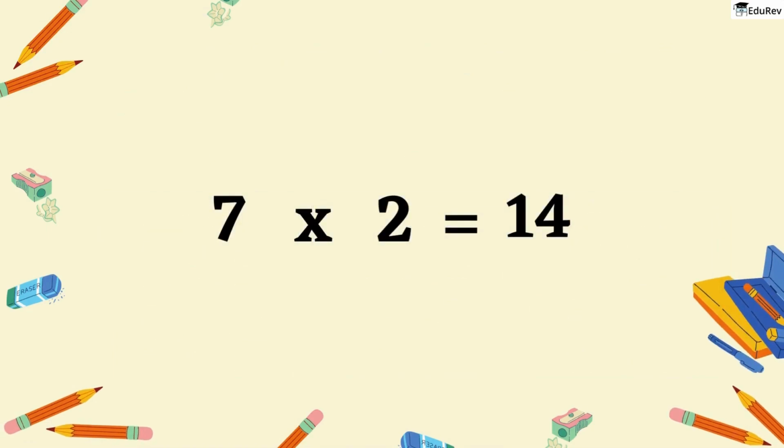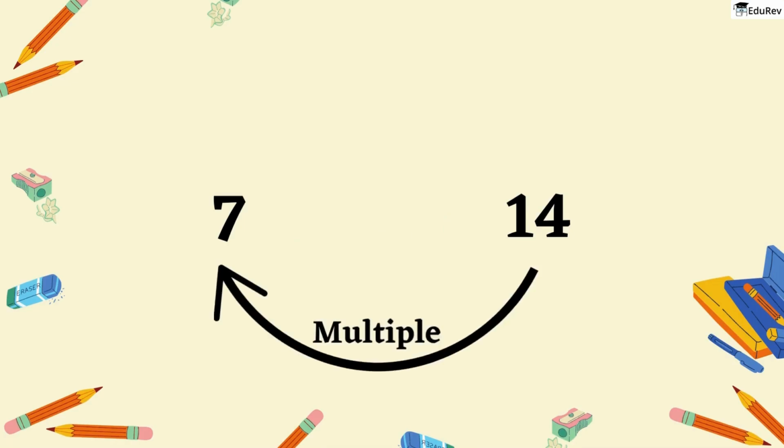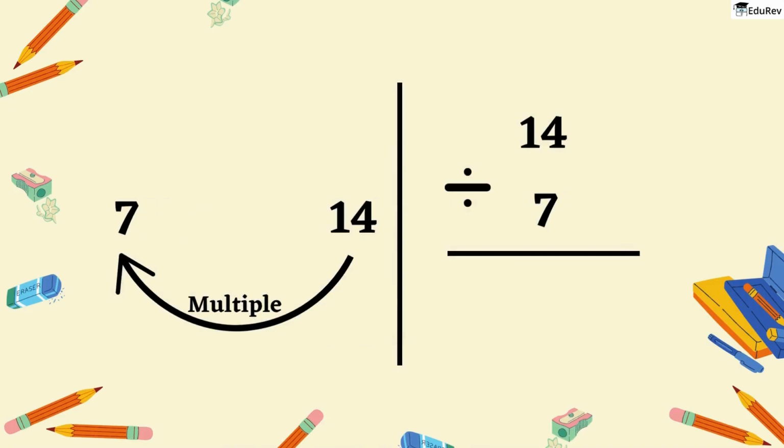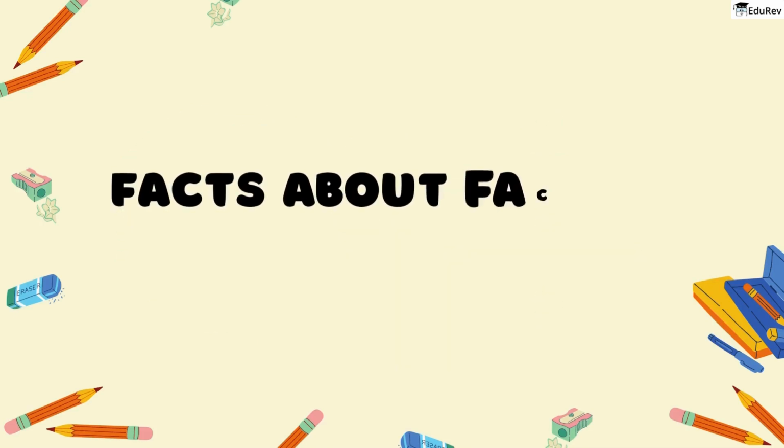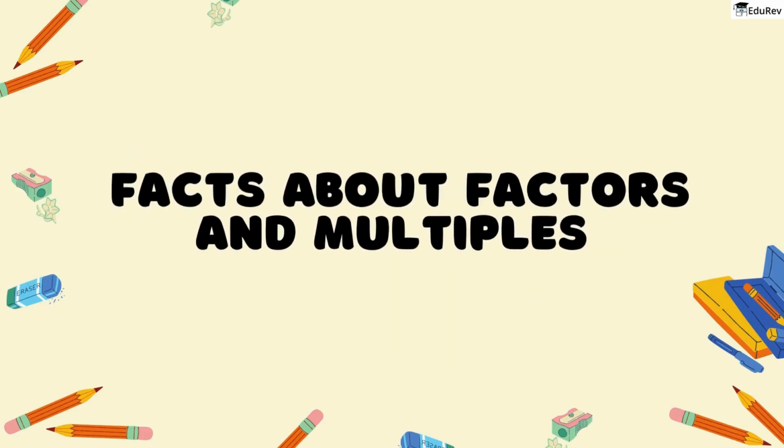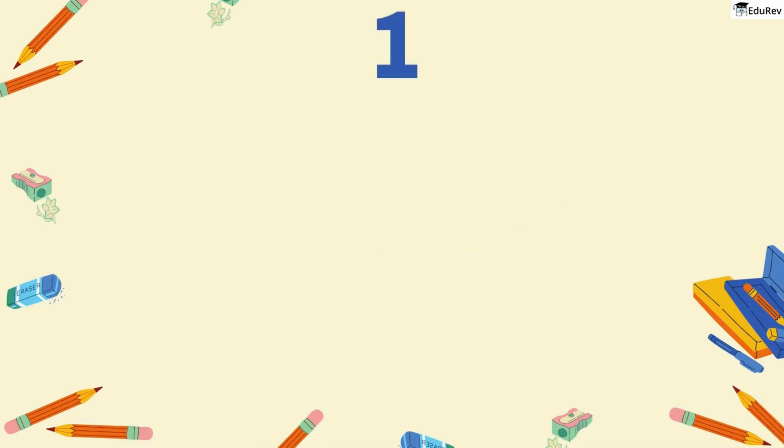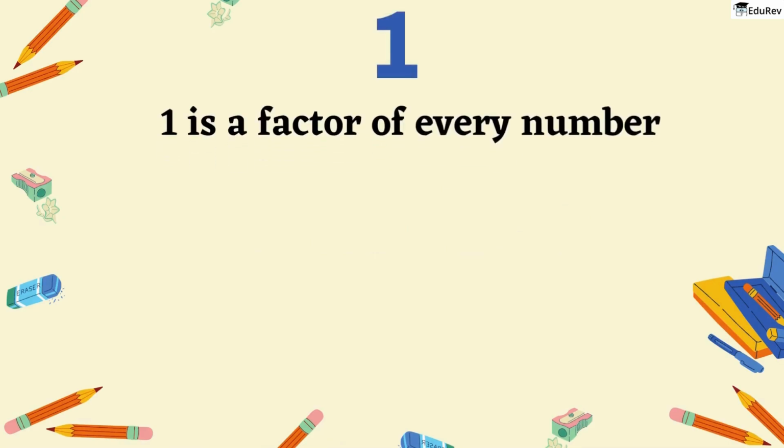Look at the screen. Here it is written 7 into 2 equals 14. Now we can say that 14 is a multiple of 7. And when we divide, the remainder is 0. So here we can say that 7 is a factor of 14. Now that we have understood the factors and multiples of a number, let's learn some facts about them. So the first one is 1 is a factor of every number.